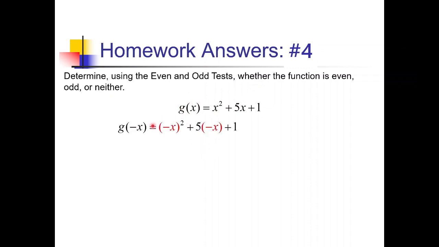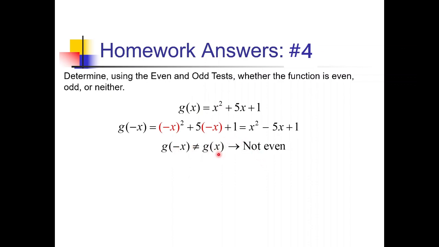So g of negative x, that's giving us positive x squared, which matches what we started with, and now negative 5x is different, and that plus 1 is still there. So g of x does not equal g of negative x. This proves that this is not an even function.